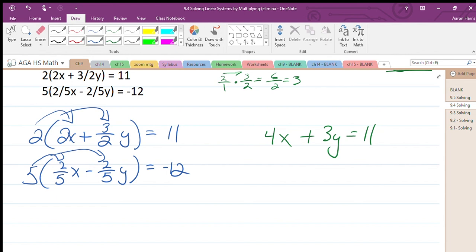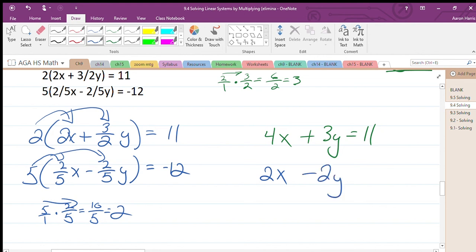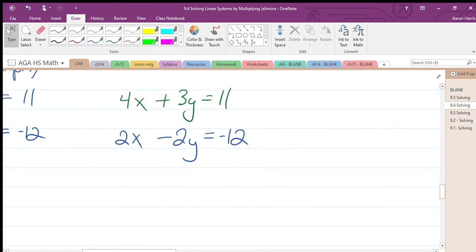Now let's do this one. 5 times 2 fifths. Let's do it: 5 over 1 times 2 over 5. Multiply straight across. So I get 10 over 5, which is equal to 2. So this really says 2x. And then the next one is 2 fifths again, so I get minus 2y is equal to negative 12. All we did was simplify the problem. Now I have to do what I'm supposed to do.